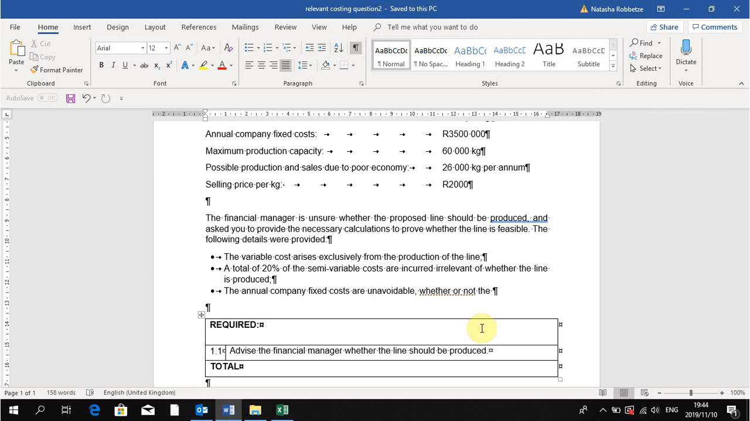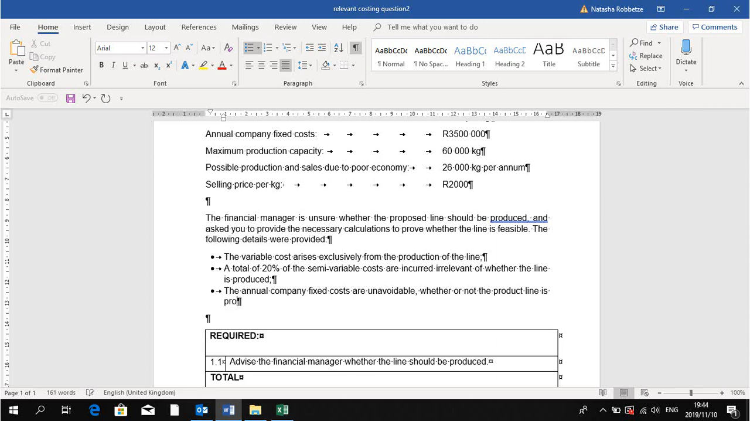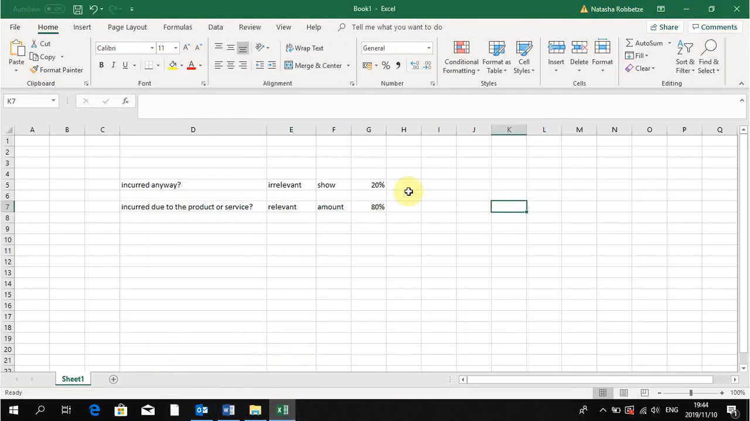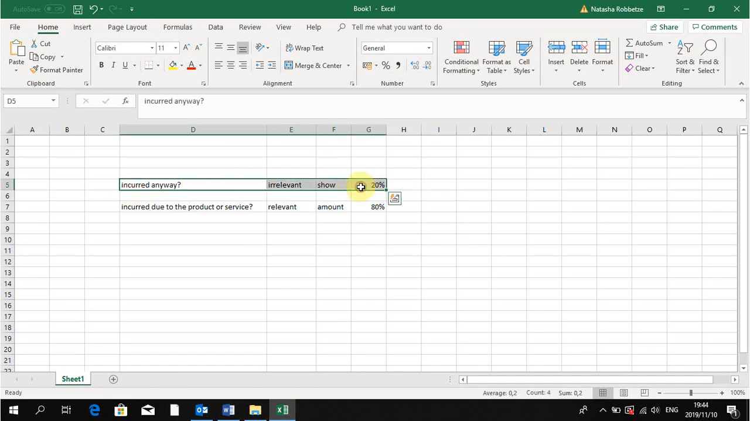Then the annual company fixed costs are unavoidable whether or not the product line is produced. I must have deleted something there, sorry. So here you will see that the fixed costs are unavoidable. Whether or not you are going to introduce this new product line, it will not be relevant. So here it will be irrelevant because it's incurred anyway. It's unavoidable. Whether you decide to make the product line or decide not to take it up, it will be incurred either way.